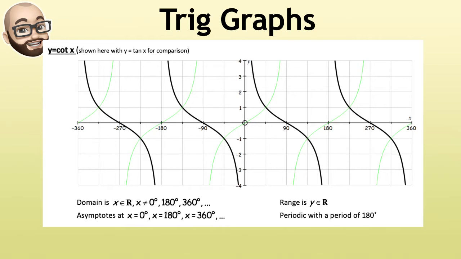So if we start at when x is 0, tan of 0 is 0, because it's just sine divided by cos. It's doing 0 divided by 1, which is 0. But for the cot graph, you can't do 1 divided by 0. So at that point, there is no actual answer.